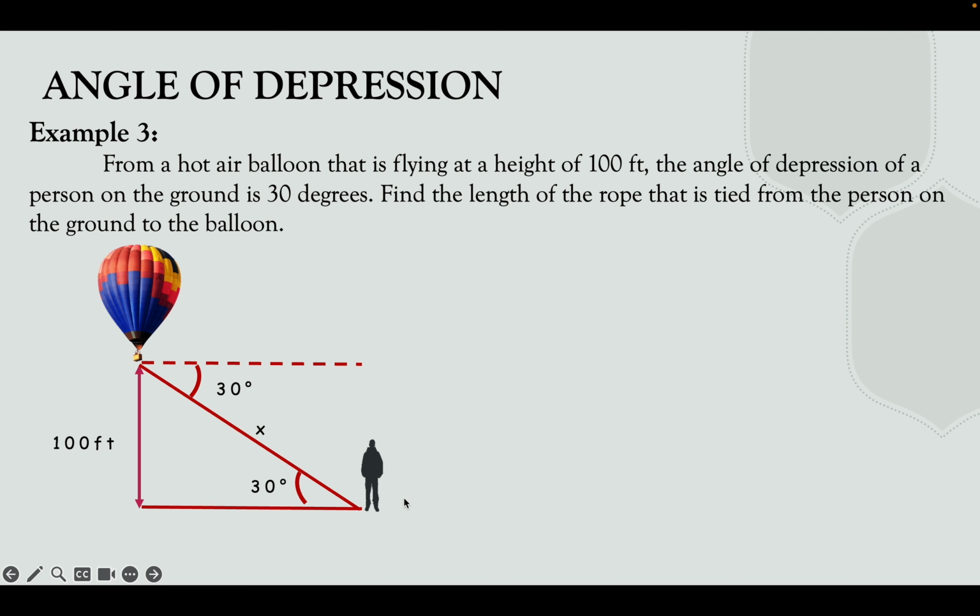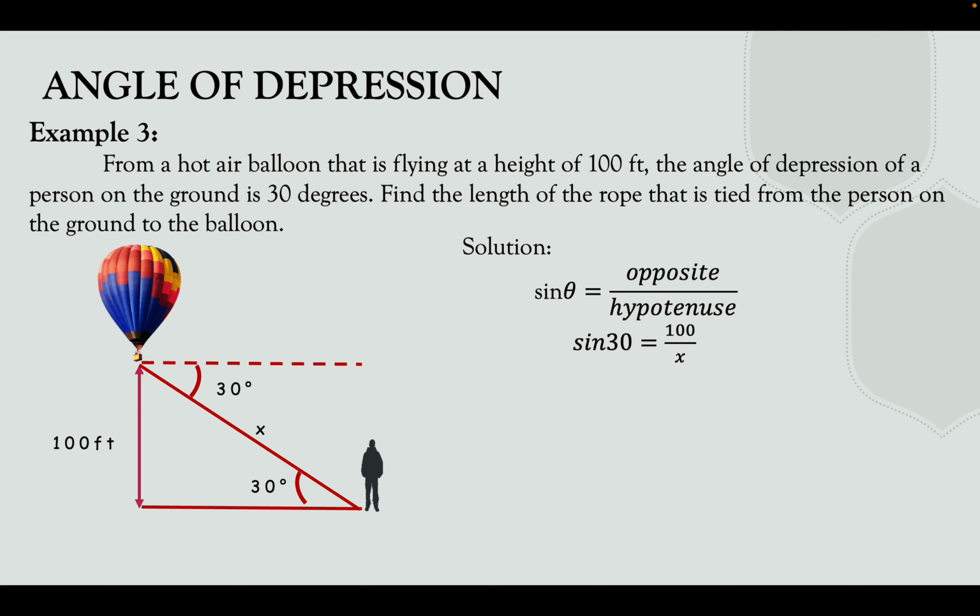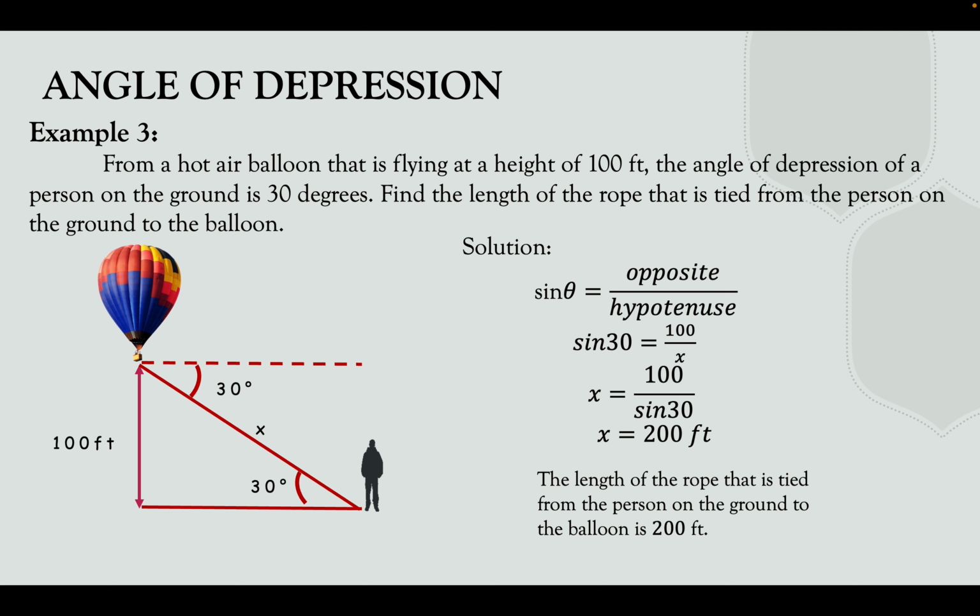So what will we use? Opposite and hypotenuse, so we will use sine theta. Sine theta equals opposite over hypotenuse. So we have sine 30 degrees equals 100 over x. Cross multiply, we will get x equals 100 over sine 30. So you input that in your scientific calculator, you will get x equals 200. So that means the length of the rope that is tied from the person on the ground to the hot air balloon is 200 feet.